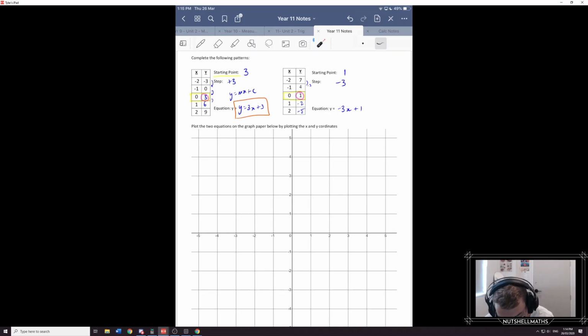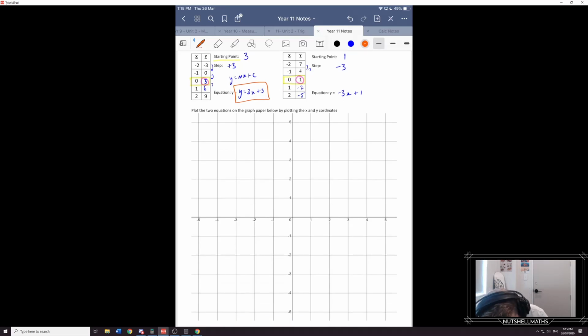So let's plot these coordinates. Minus 2 and minus 3. Minus 2 on the x, minus 3 on the y is going to be there. Let's look at the next one. Minus 1 on the x, 0 on the y is going to be there. 0 on the x, 3 on the y. And then 1 and 6 goes off the page. So we can see we've got a nice line here, and I'm going to draw it by connecting these dots with a nice straight line. Boom.